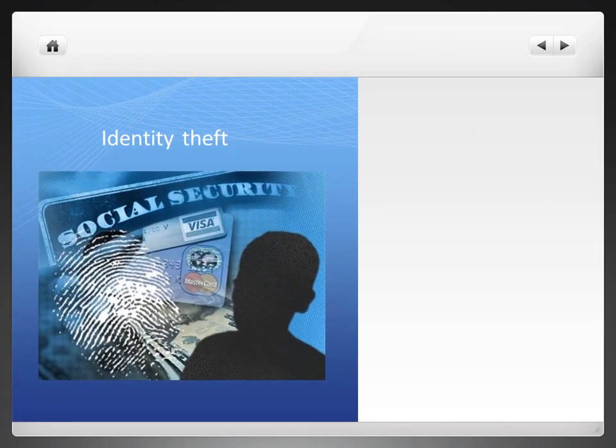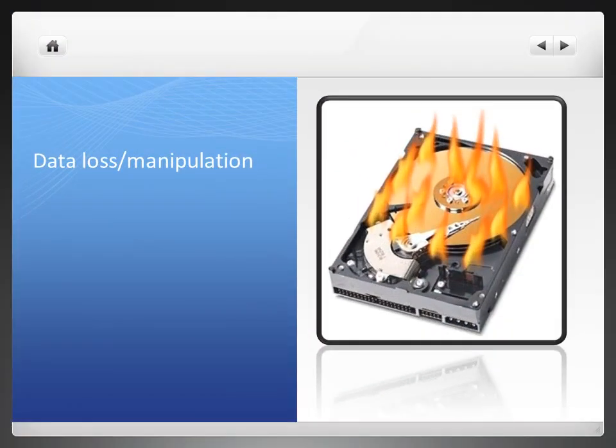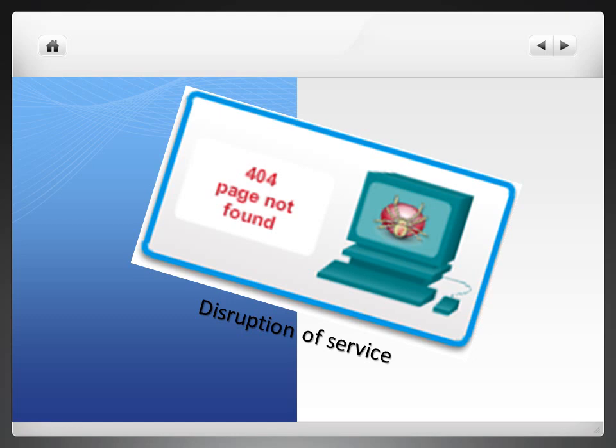Another threat is identity theft. It's when someone steals personal information to take someone's identity. Data loss and manipulation is when someone breaks into a computer to destroy or alter data records. And disruption of service is preventing legitimate users from accessing services to which they should be entitled.